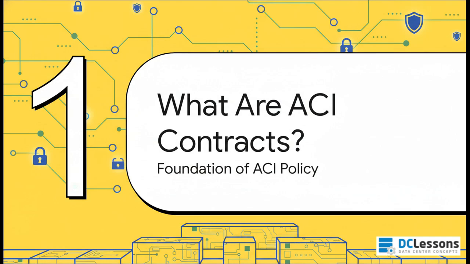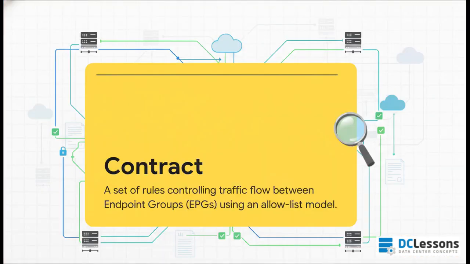So, what exactly are ACI contracts? Before you can really do anything meaningful in ACI, you have to understand the policy layer. And let me tell you, contracts are the absolute foundation of that policy. Okay, the easiest way to think about a contract is like a bouncer at a club. It's a set of rules that you, the administrator, get to define. These rules control who gets in and who doesn't. In ACI, the people are groups of applications called endpoint groups, or EPGs. And the most important thing to get is that it's an allow list model. If your name's not on the list, you ain't getting in.